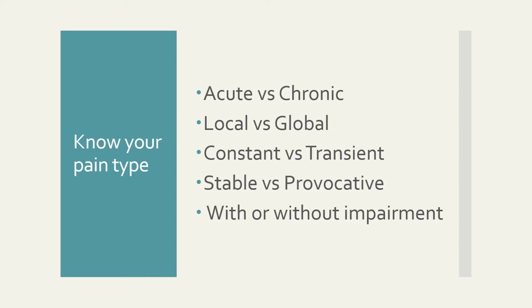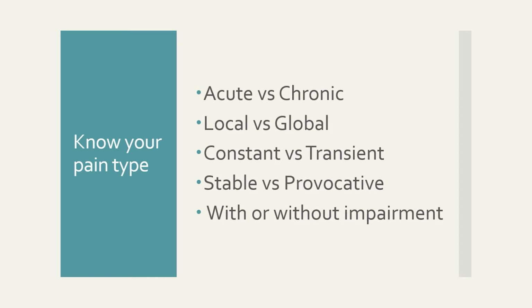Meaning acute, we've only had it for a short period of time, maybe days or weeks, or is it chronic? We've had it for long periods of time, several weeks, months, and for many people could be longer than that, years. So we need to differentiate between the time frame, how long have we had it? Is the pain local or global? Local meaning, is it isolated to just my wrist or my hand, or is it global? My whole body hurts. Is the pain constant? It's always there. Or is it transient?